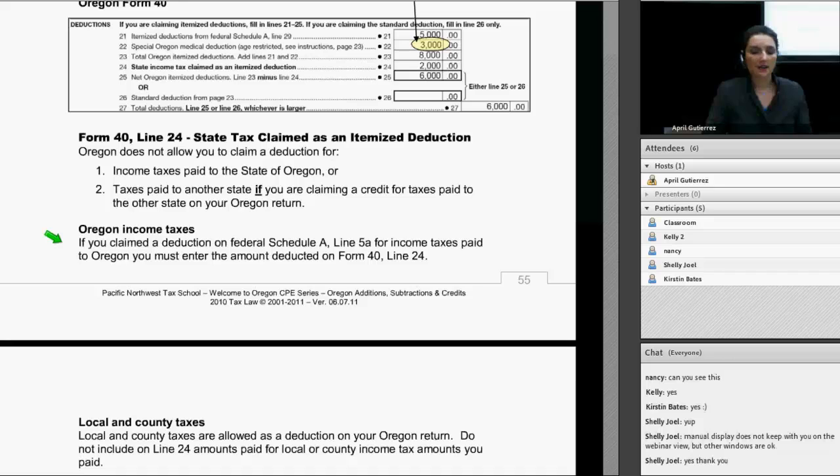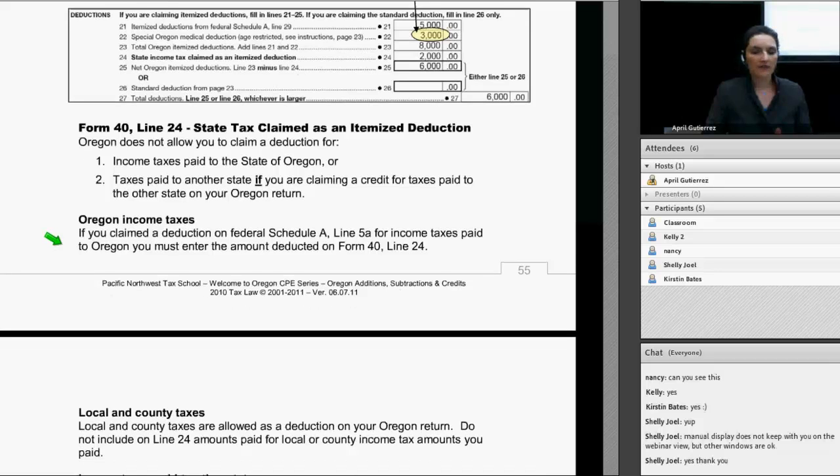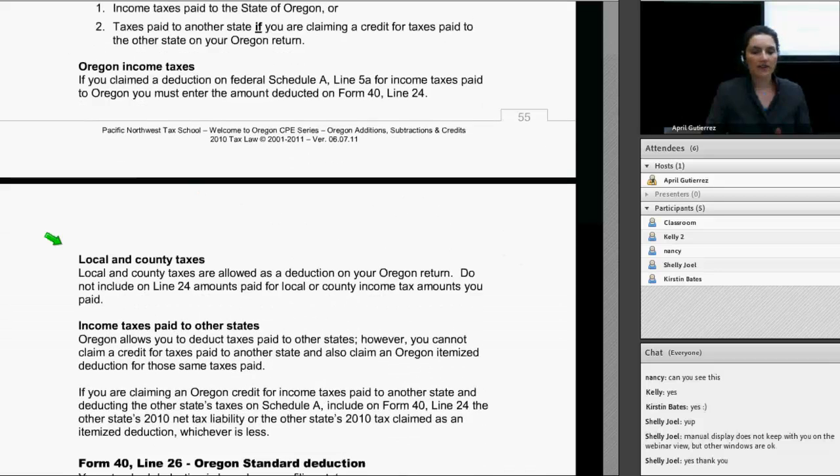Okay. Now, Oregon income taxes. If you claimed a deduction on Federal Schedule A, line 5A, for income taxes paid to Oregon, you will enter that amount on line 24. Local and county taxes. Local and county taxes are allowed as a deduction on your Oregon return. Do not include on line 24 amounts paid for local or county income taxes that you paid.